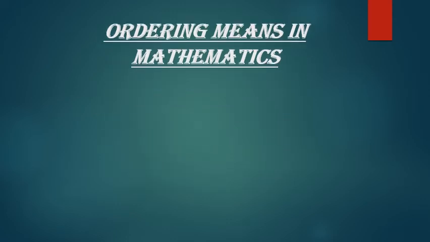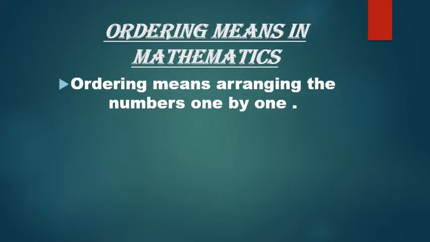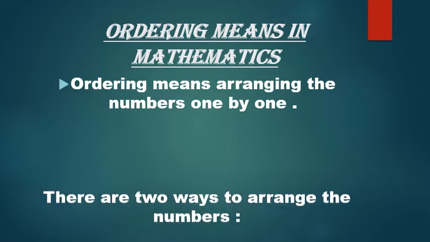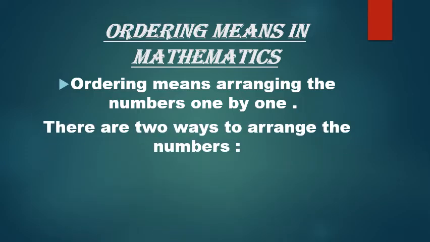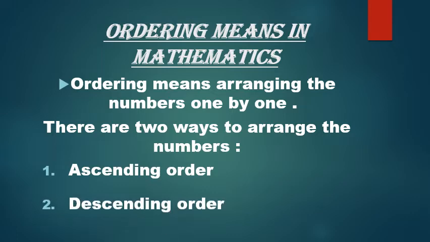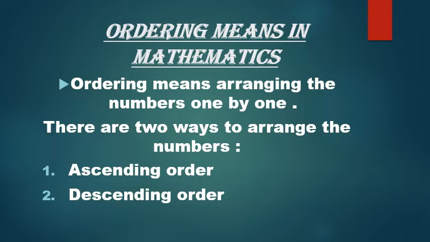Alright students, what does ordering mean? It means arranging the numbers one by one. Now there are two ways to arrange the numbers. Number one is ascending order. Number two is descending order. These are the two ways which we are going to use to order the numbers.